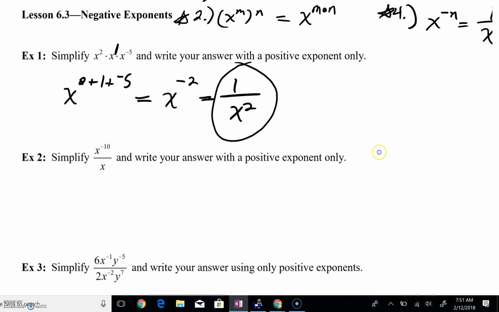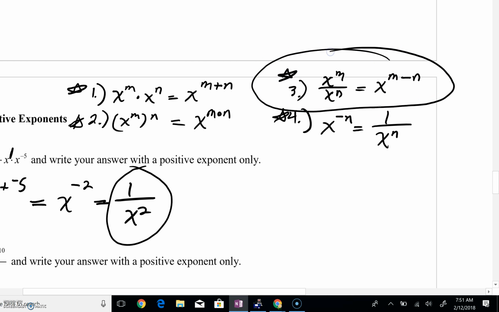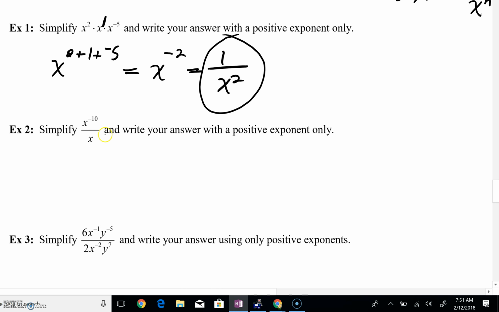As we're looking at number 2, I hope you can see it's this third property that we wrote at the top of the screen here. Down below, we really have x to the 1. And when you see this fraction, it really means subtract your exponents. Top power, that's negative 10, minus your bottom power of 1. Negative 10 minus 1, that's really what? x to the negative 11.